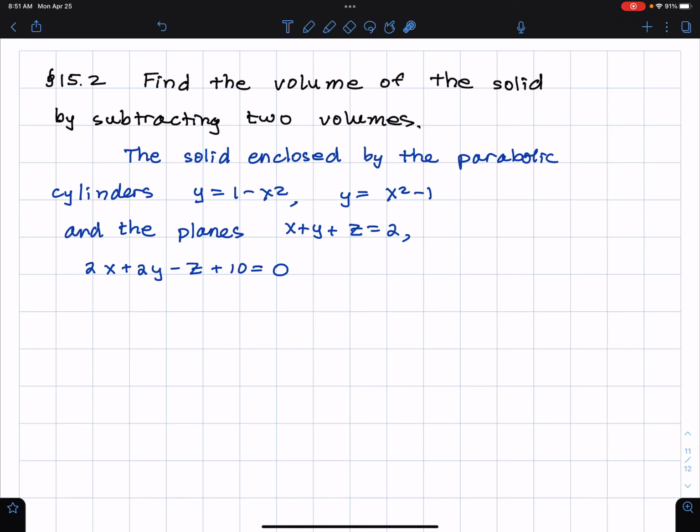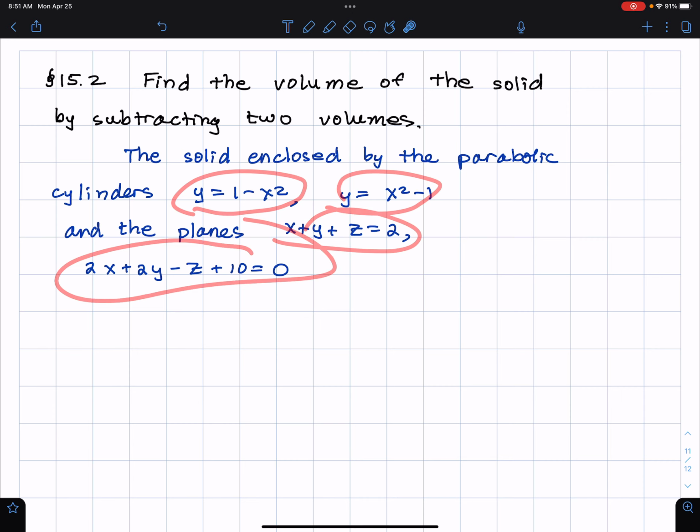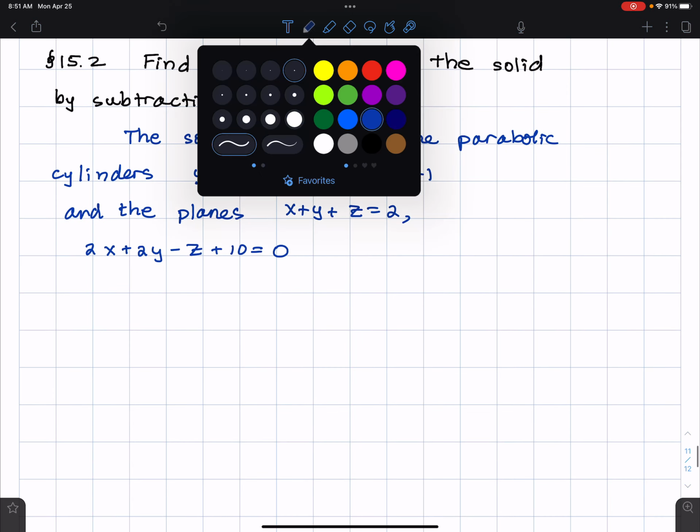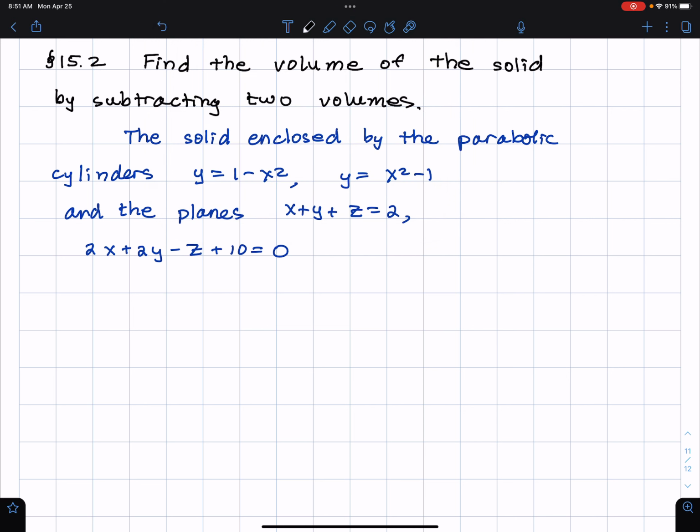Okay, what we're going to do is do a problem where we find the volume of the solid by subtracting two volumes. I don't know if I'm going to do this by subtracting two volumes. I'm going to look at the region and see if I can figure out how to find the volume. It's a little bit tricky, but essentially we have two planes that are some of the boundaries of the region.